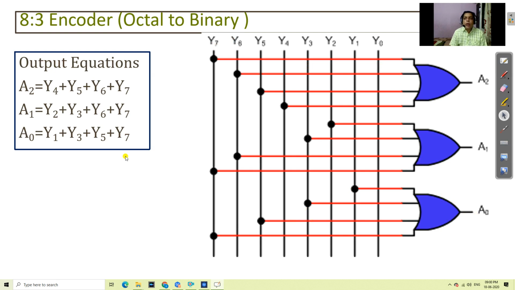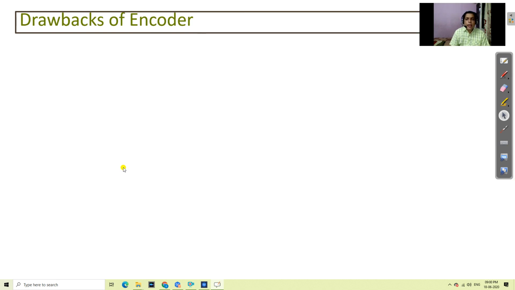In this code there are 8 inputs, from 0 to 7, which is octal. So in short, we can say this is an octal to binary conversion. When the corresponding octal bit, suppose 3, is high, it will produce the output 0 1 1. When 5 is high, it will produce the output 1 0 1. So it is nothing but octal to binary conversion. The corresponding octal digit is converted into the binary number. So this is the 8 to 3 encoder.